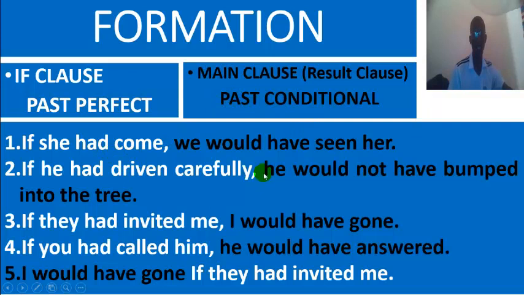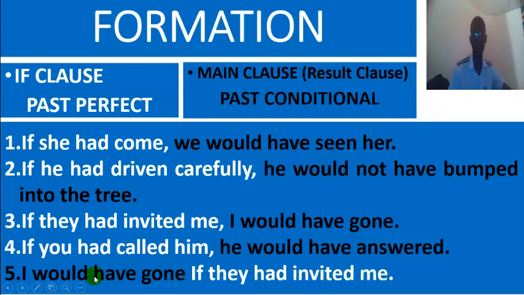If she had come, we would have seen her. If he had driven carefully, he would not have bumped into the tree. If they had invited me, I would have gone. If you had called him, he would have answered. I would have gone if they had invited me.